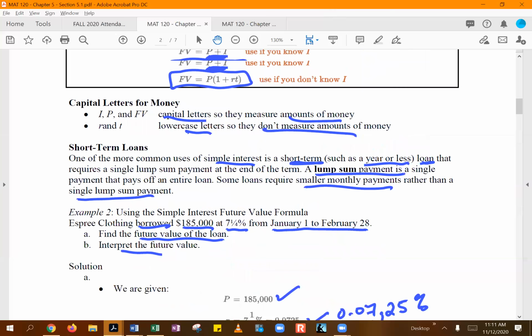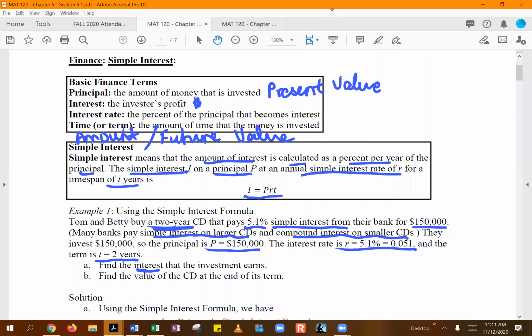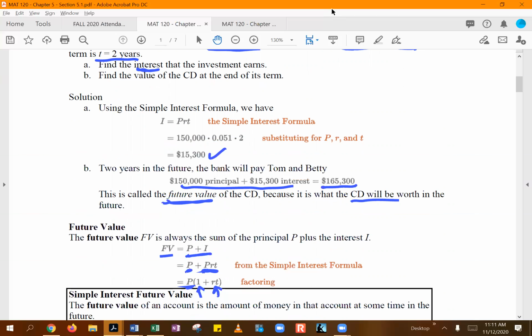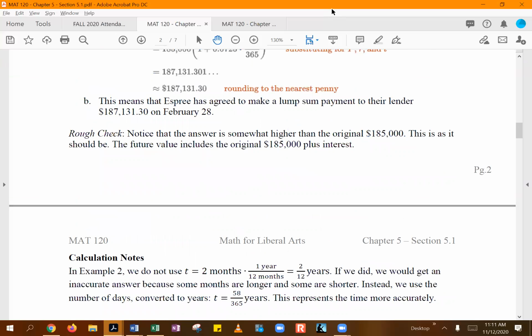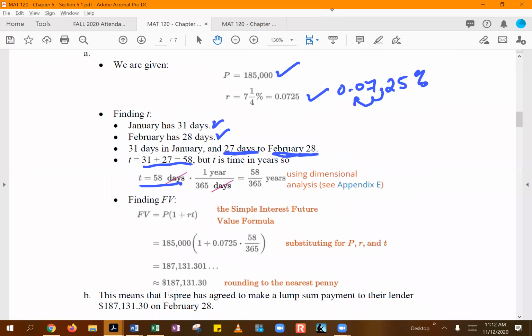But by default, and if you go back and look over here, by default our time is always in years. So always in years. So what we have to do is convert these 58 days into years. There are 365 days in a year, so that's why we're taking 58 divided by 365, and this is how you are converting your time from days into years.